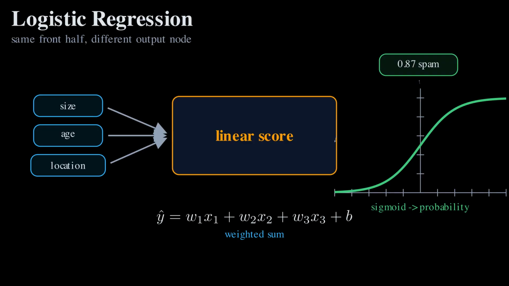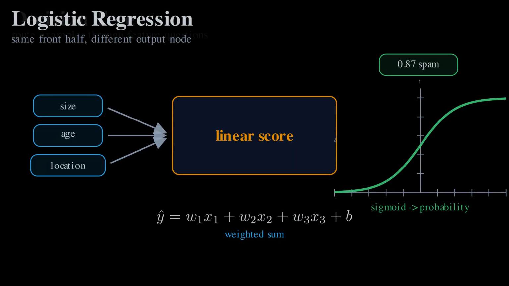Logistic regression keeps almost the same front half. It still computes a weighted sum from the input features. The main architectural difference is the output layer. Instead of leaving the score as any real number, logistic regression passes that score through a sigmoid curve. That sigmoid squeezes the output into a probability between 0 and 1.